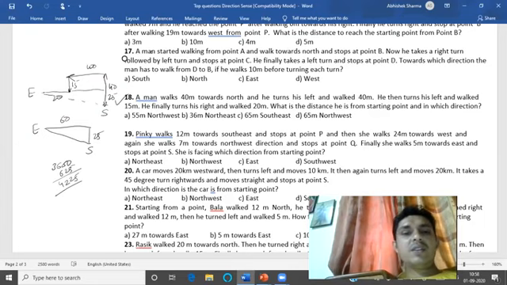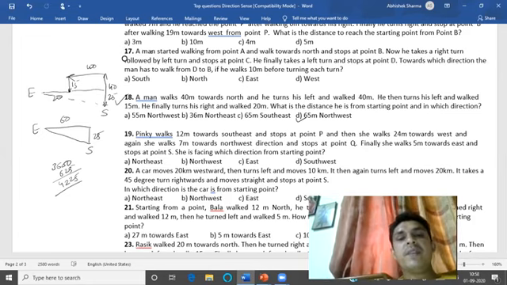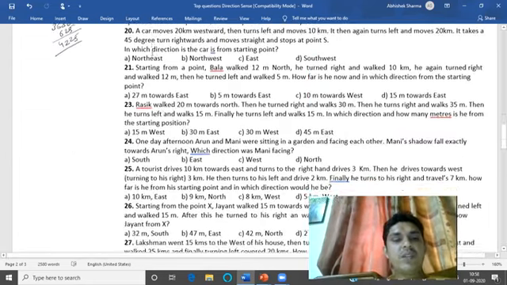And he's asking what is the distance he is from starting point and in which direction? So from starting point he is in north west direction, and the distance is 65, right? Okay, so one more question I would like to take.